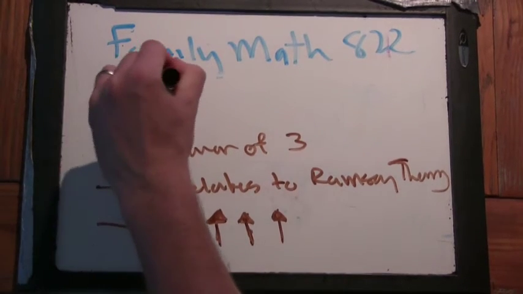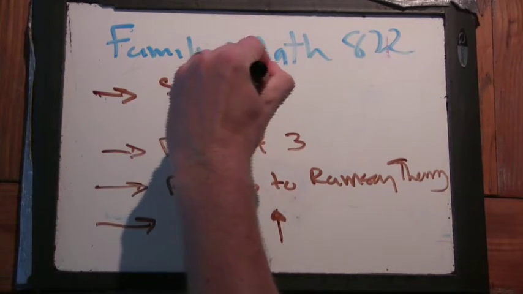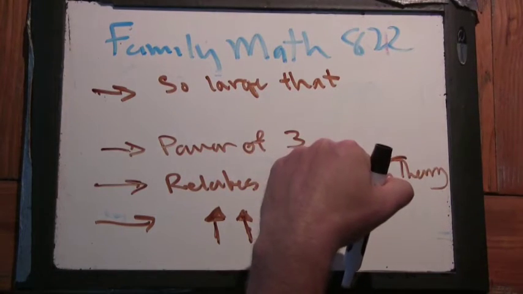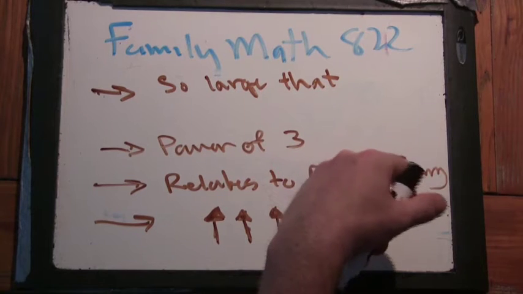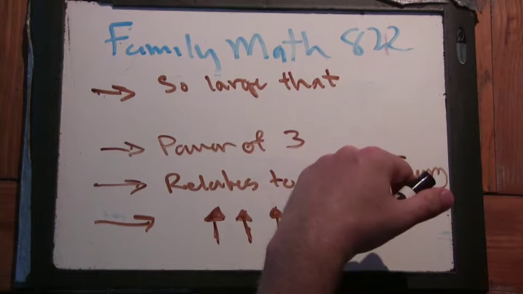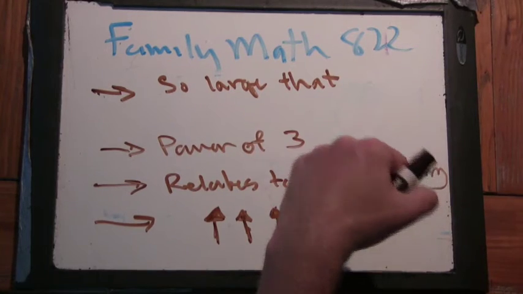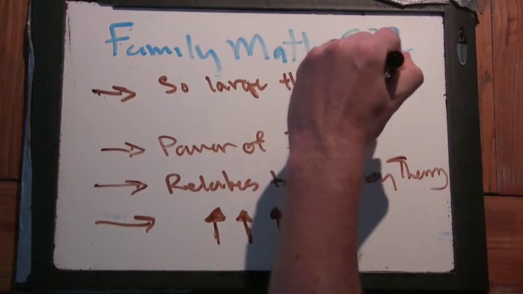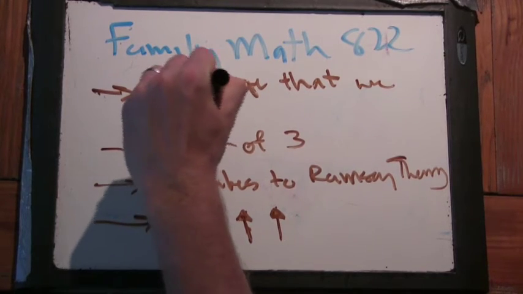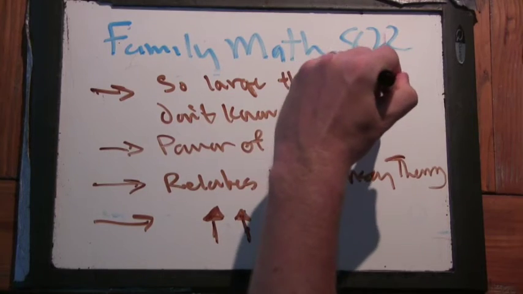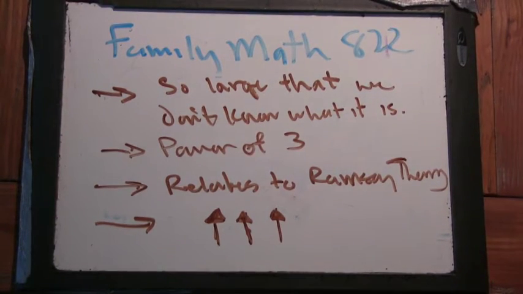It's so large that what? What's impressive about how big it is? I actually don't remember. Well, I remember that it's big, but we don't know what it is exactly. Yes, it's so large that we don't know what it is. We do know the last couple digits. Yeah, that's true. We do know the last couple digits.